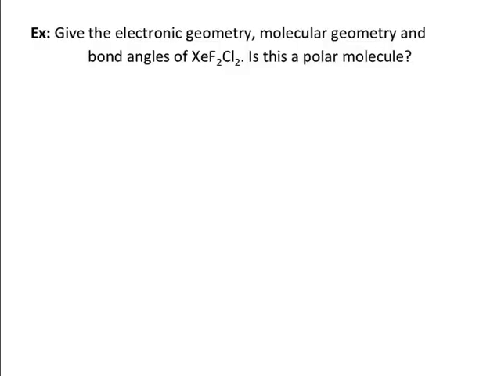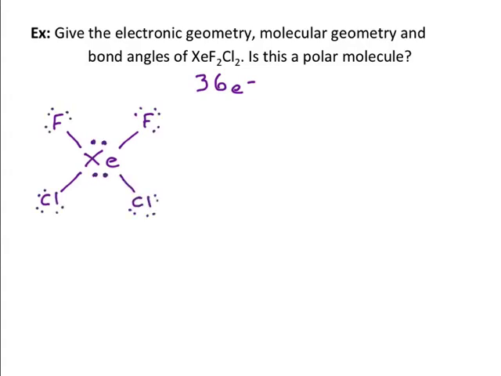Okay, so we start out drawing the Lewis structure, and so this molecule has 36 electrons. And alright, let's lay it out like this. I'm going to decide to put the two fluorines on the same side. We'll get back to that in a few minutes. Alright, put the electrons around.